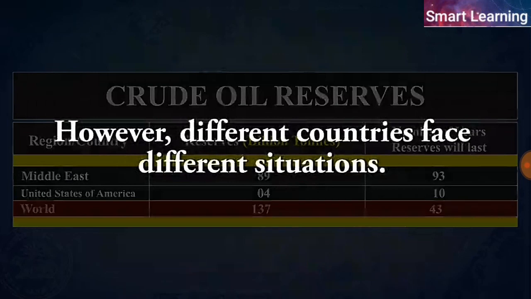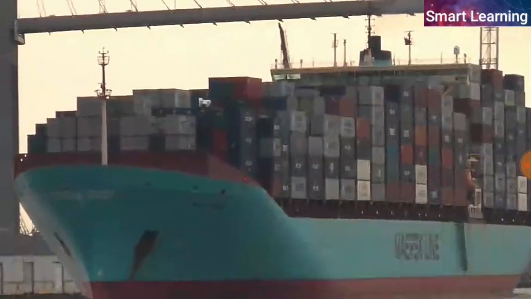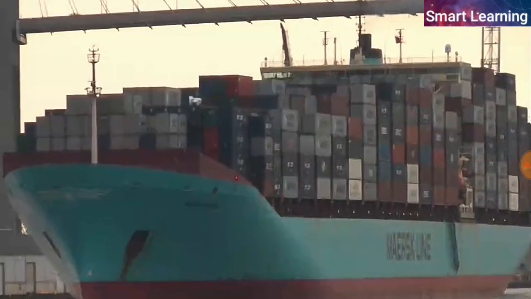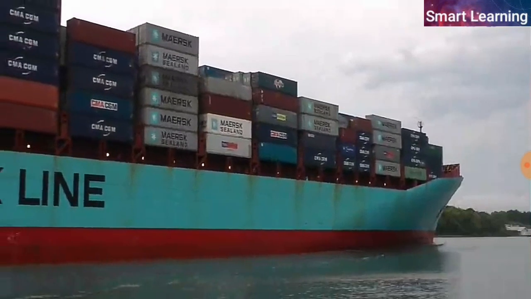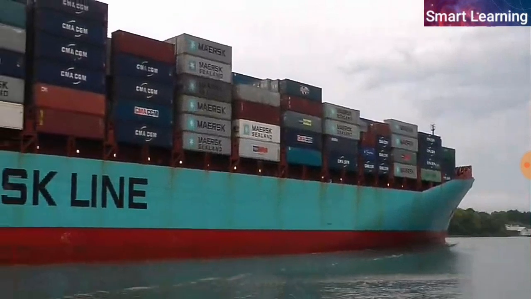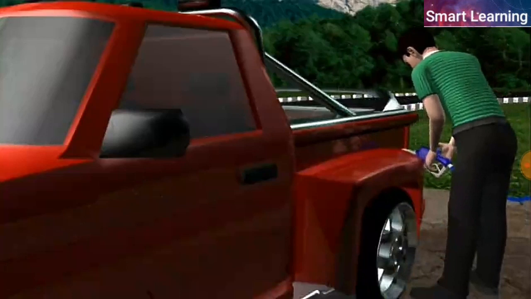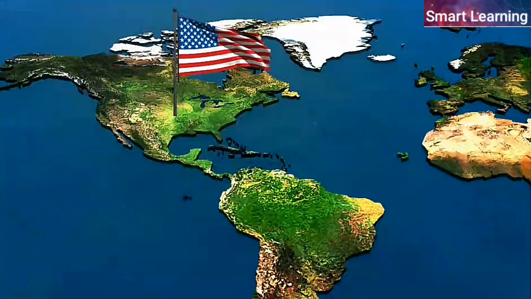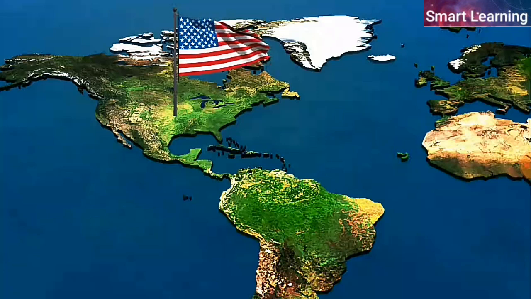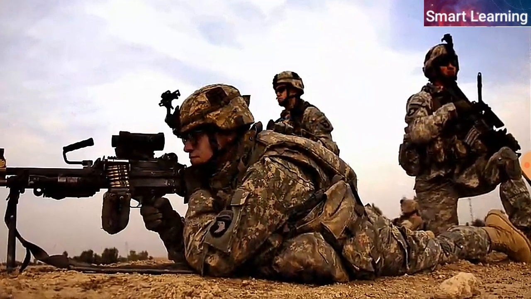However, different countries face different situations. Countries like India depend on importing oil from abroad because they do not have enough stocks of their own. If prices of oil increase, this becomes a burden for everyone. There are countries like USA which have low reserves and hence want to secure oil through military or economic power.